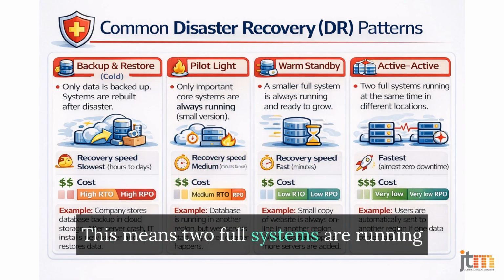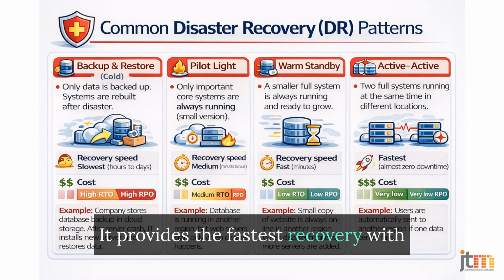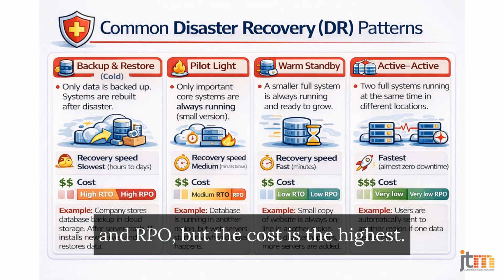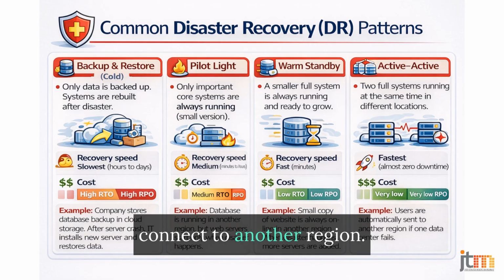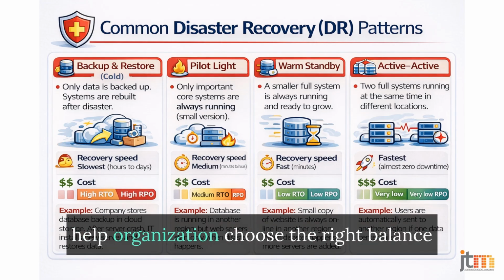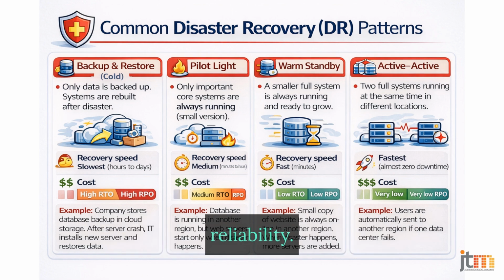This means two full systems are running at the same time, in different locations. It provides the fastest recovery, with almost zero downtime and very low RTO and RPO, but the cost is the highest. For example, users may automatically connect to another region if one data center fails. These DR patterns help organizations choose the right balance between cost, recovery speed, and reliability.